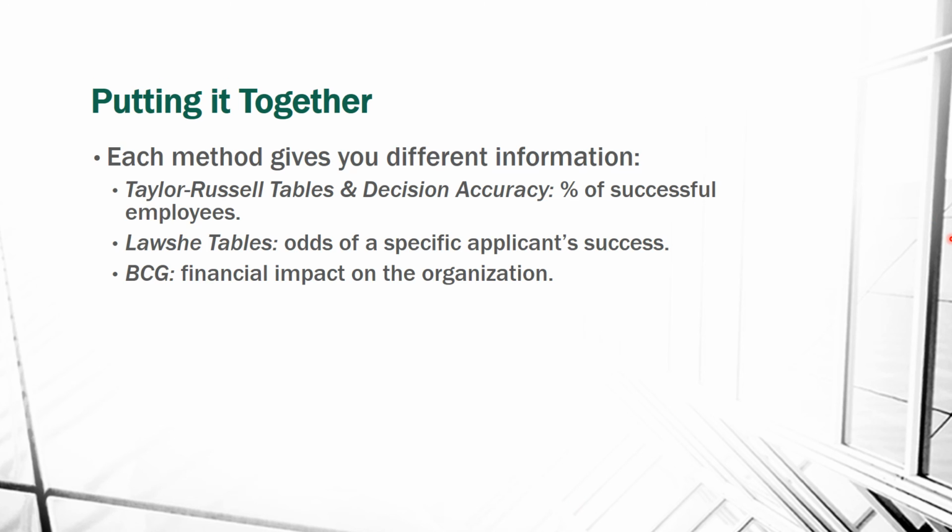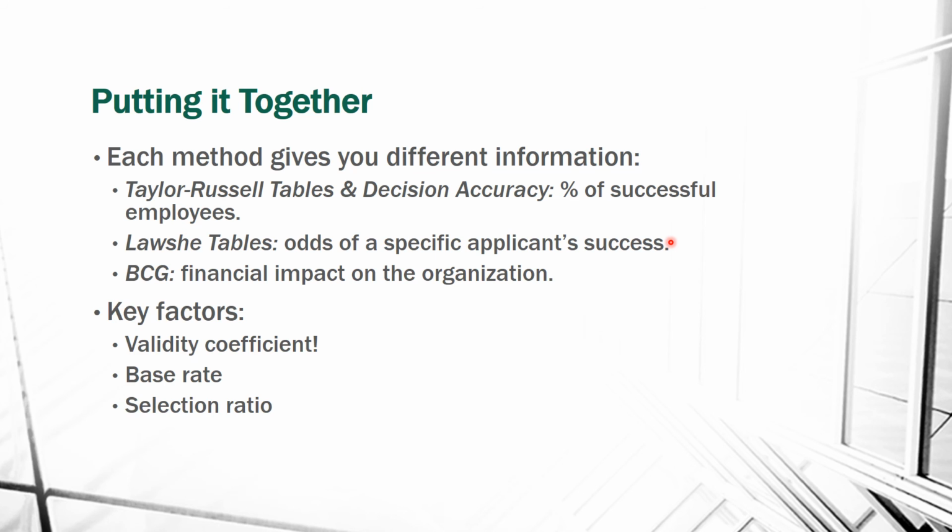So to kind of pull all of this together, each of these methods that we've talked about gives you different information about the utility of your test. The Taylor-Russell tables and the decision accuracy method, those are both going to tell you overall across a group of employees how many of them are likely to be successful under a particular selection method. The Lawshe tables are much more useful if you're concerned about evaluating applicants one at a time. Can you predict how likely it is that a single applicant will be successful? And finally, the BCG formula allows you to estimate that financial impact.